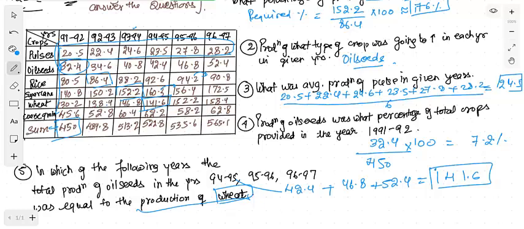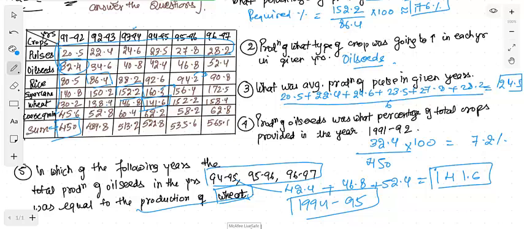In the year 94 to 95. So our answer will be 1994 to 1995. In this year, the total production of oil seeds, which is in these 3 years, is equal to the production of wheat. Okay, so this is what we have for the tables.